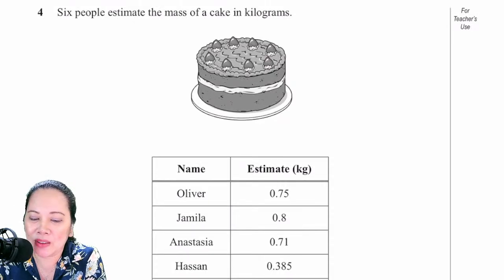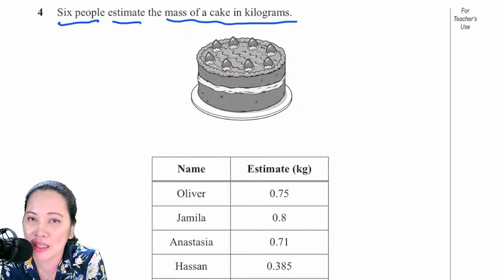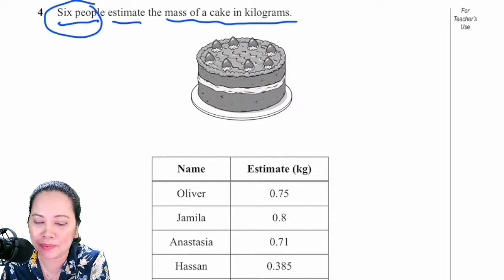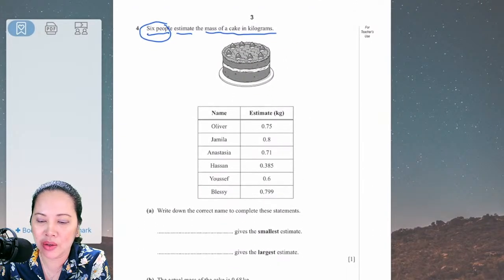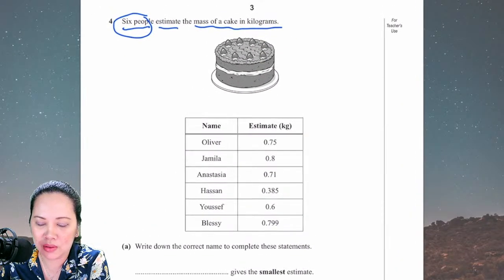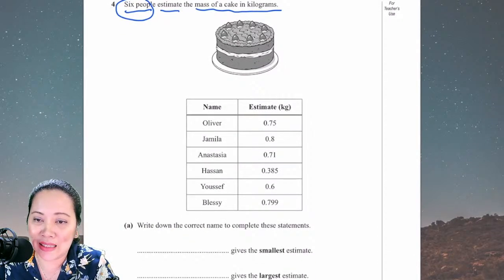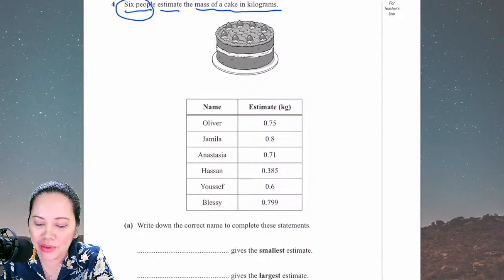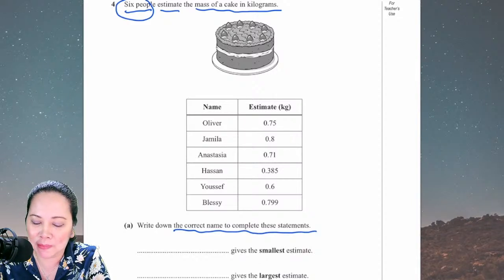So this is the fourth question. 6 people estimate the mass of a cake in kilograms. Okay? Remember this, 6 people. It says here, write down the correct name to complete these statements. So it's just completing the statement.